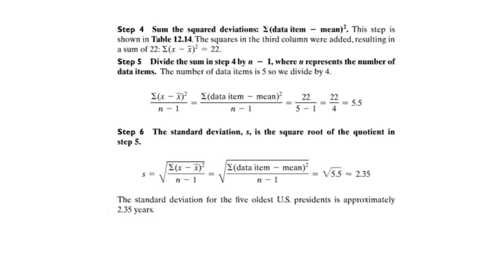Continuing with step 5, the result of step 4 is 22. We'll divide by n minus 1, and we get the result of 5.5. Step 6 now takes the square root of 5.5, which will give us the approximation of 2.35. What this means is the standard deviation for the 5 oldest U.S. presidents is approximately 2.35 years. Remember, we're talking about the dispersion, how the data set varies away from the mean.